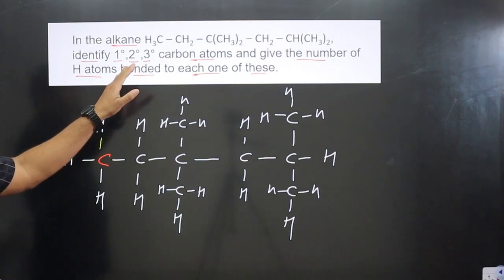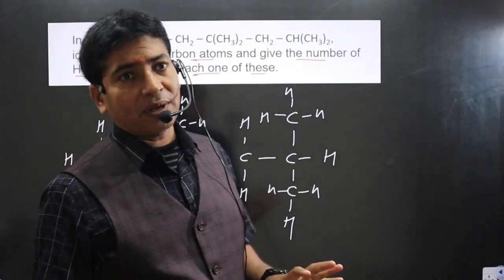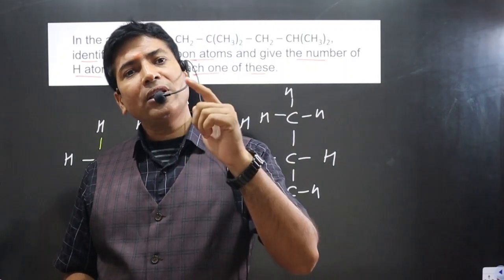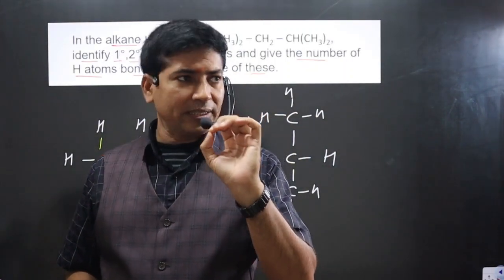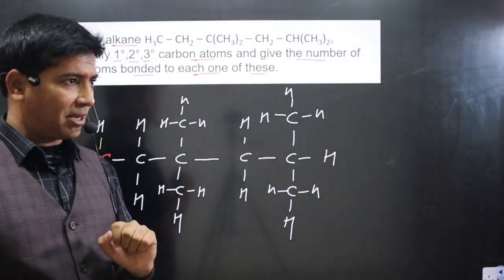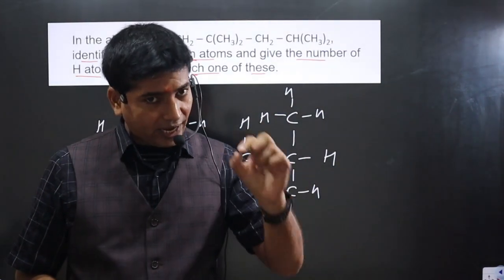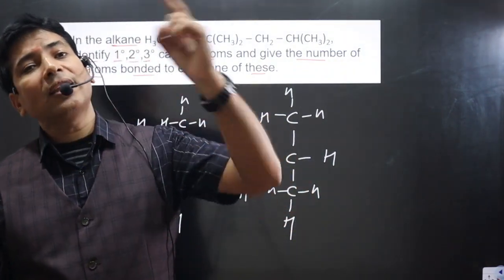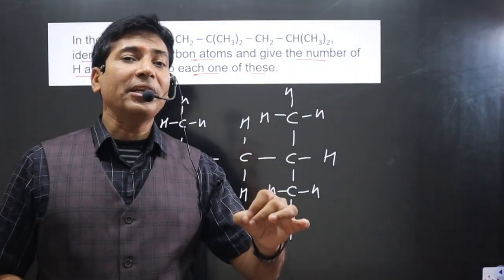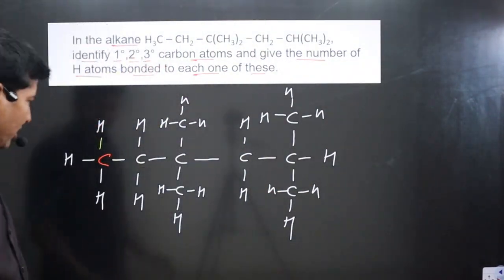First we identify primary, secondary, and tertiary carbon. So how do we identify primary, secondary, and tertiary carbon? Keep in mind, if a carbon is attached to only one carbon in a compound, it is considered a primary carbon. If a carbon is attached to two other carbons in the compound, it is considered a secondary carbon. And similarly, if a carbon is attached to three other carbons in the compound, it is considered a tertiary carbon. Okay, pay attention carefully.